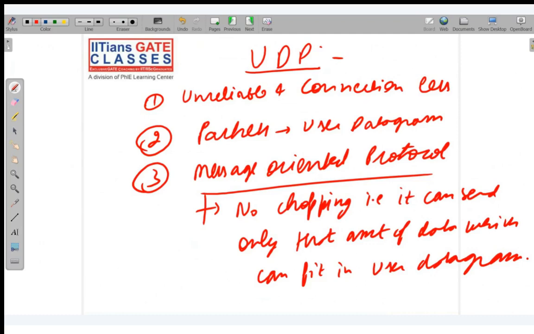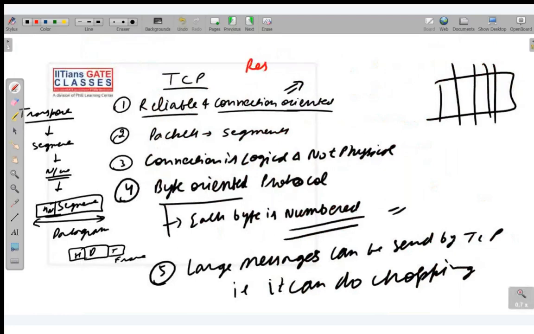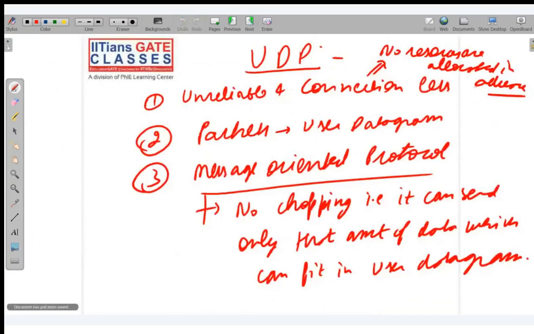Connectionless means no resources are allocated in advance. Connection oriented means resources are allocated in advance, like the mind make-up and all. I have told you in the previous slides. So in connection oriented, resources are allocated in advance, like buffers and all. I gave you a very good example of a call and WhatsApp. Here no resources are allocated. You can WhatsApp anybody and forget about the reply. You have not allocated resources, or your mind is not made up that you will immediately get a reply. So connectionless means no resources are allocated in advance.